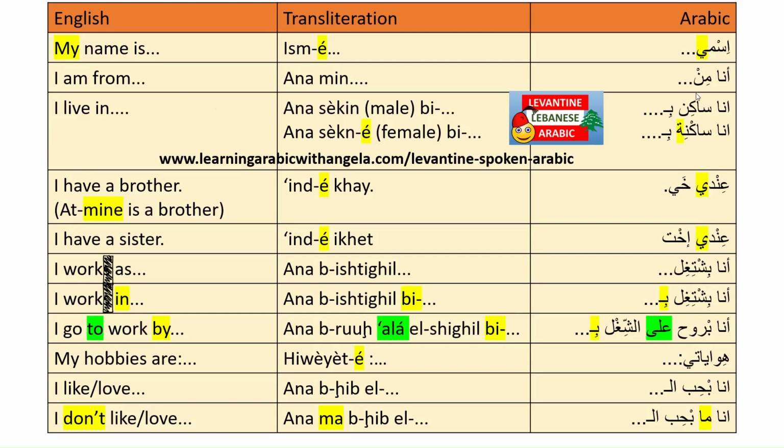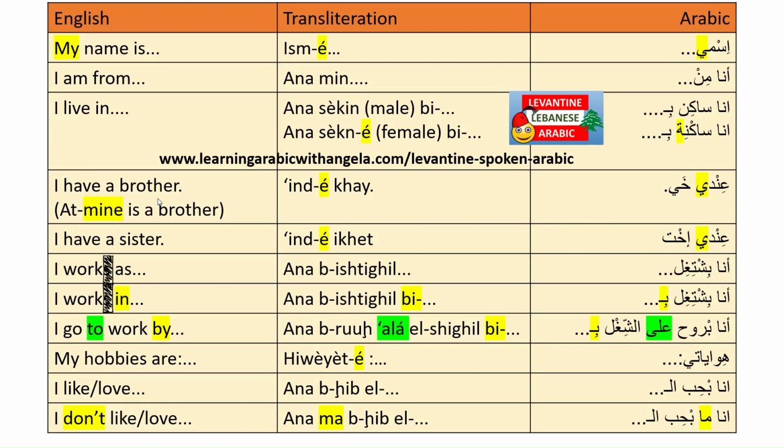So now we know the two prepositions as well. Min is from, and bi means in. So ana bil bayt, I'm at home, for example. Bayt is home. Ana bil bayt, I'm at home. Ana bi New York, I'm in New York, literally.